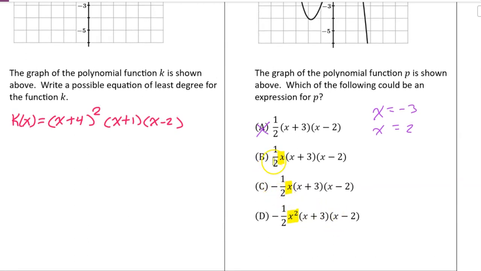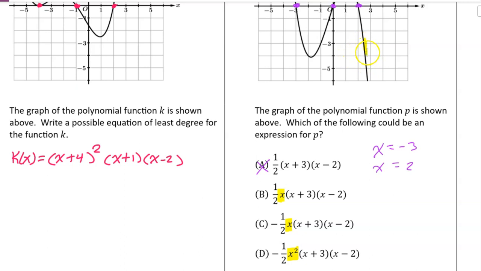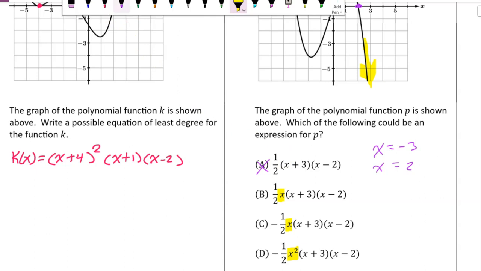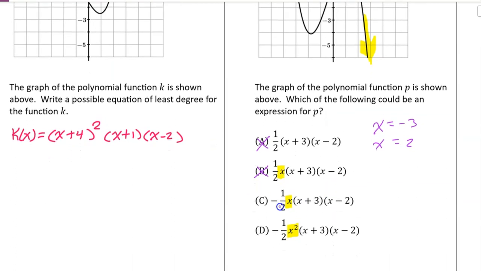Let's use the leading coefficient to eliminate another option or two. I'm noticing that the right-hand side of this polynomial is down. All right? The right end behavior is negative infinity. That means a negative leading coefficient. So that tells us that the answer cannot be B. All right, so we're down to either C or D.